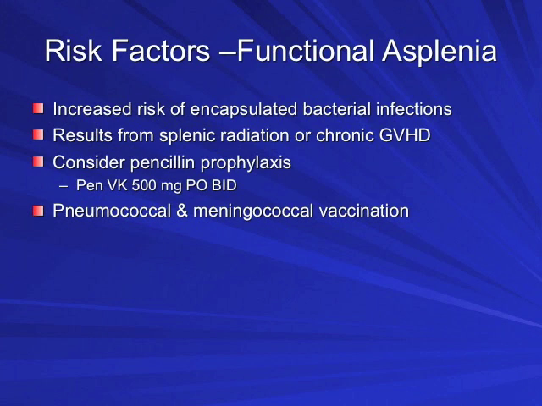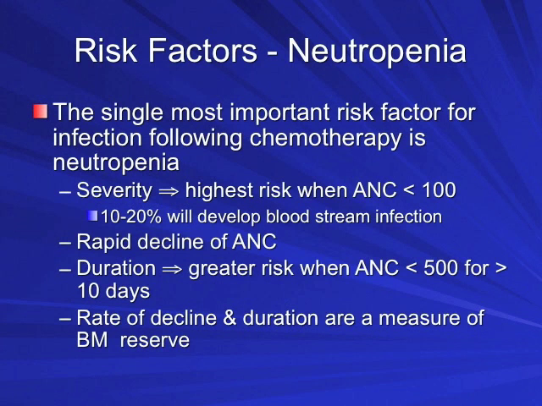Okay, some of these patients may be functionally asplenic, increasing the risk of the same encapsulated bacterial infections I mentioned before. This can be due to having received splenic irradiation, or patients with chronic graft-versus-host disease may be functionally asplenic. And traditionally, we've considered penicillin prophylaxis in these patients, but we have to be aware that this is becoming less effective as we see more and more penicillin-resistant Streptococcus pneumoniae. So these patients should be evaluated for possible pneumococcal or meningococcal vaccination.